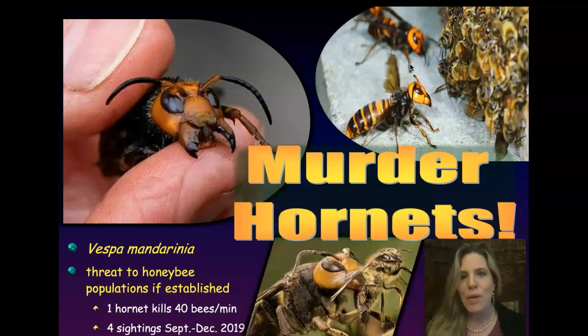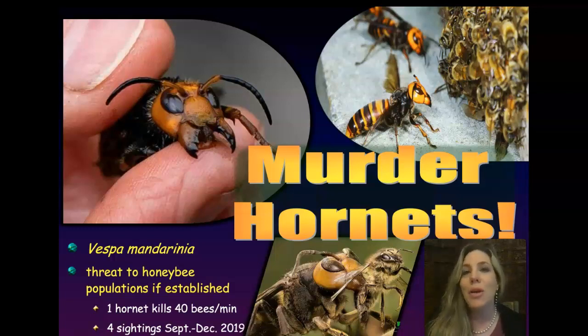So there have so far been 4 sightings between September and December, 2 in Vancouver, Canada, and 4 in Washington State. So the Washington Department of Agriculture has been on high alert. They've started an all-out campaign to educate everybody and try to get anybody who sees one of these guys to report them so that they can gain control of them and make sure they don't become established.